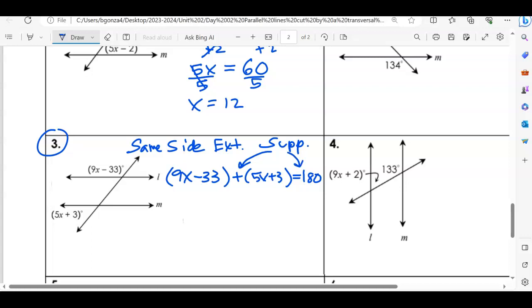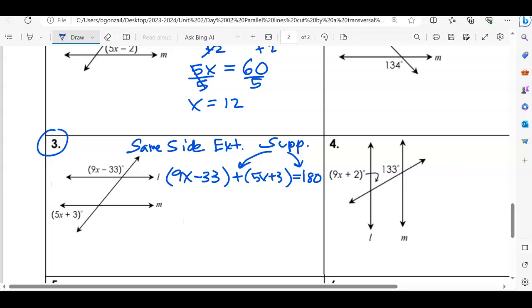Supplementary is when you don't set them equal. You add them up equal to 180. You have to set it up right or you will not get the right answer. I'm telling you. I am telling you right now. Right. Now, can you solve this?